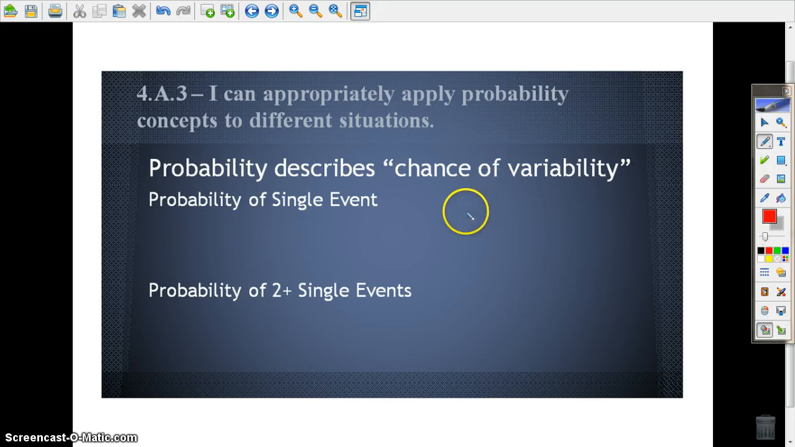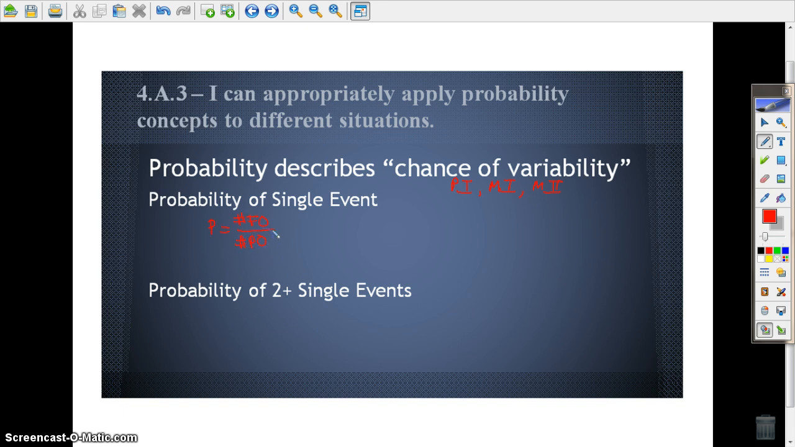So let's talk about the probability of a single event. And remember that this probability happens during prophase 1 and crossing over, possibly metaphase 1, when we have independent assortment, or metaphase 2 when we have independent assortment. We can find the probability of a single event by saying the probability is equal to the number of favorable outcomes, or the number of outcomes that we are looking for, over the number of possible outcomes.